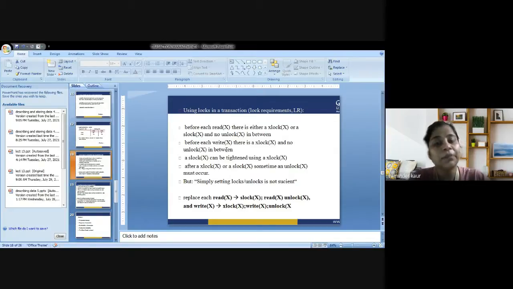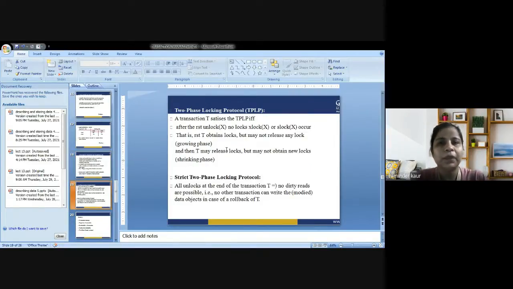So we are supposed to replace each read by S lock, read X, then X lock, read X and unlock X, then write X, then S lock, then write X, then unlock X. This is concerned with the two-phase locking protocol, that is, a transaction T satisfies the 2PL protocol if and only if after the first unlock X, no X lock or S lock occurs. That is, T obtains locks but may not release any lock, the growing phase, and T may release locks but not obtain any new lock, the shrinking phase.